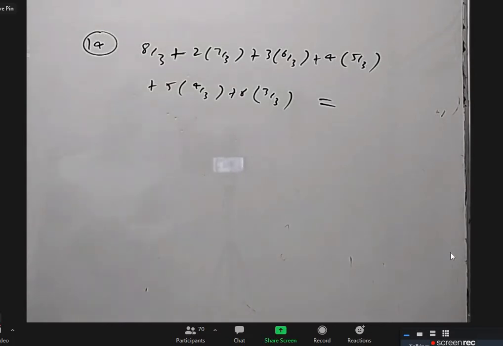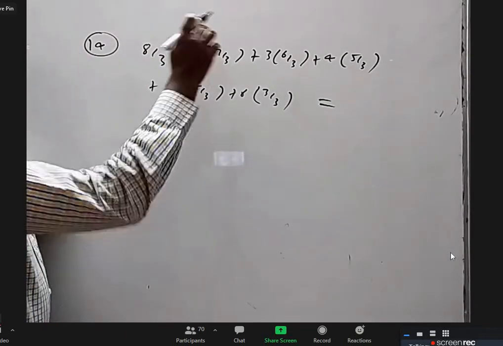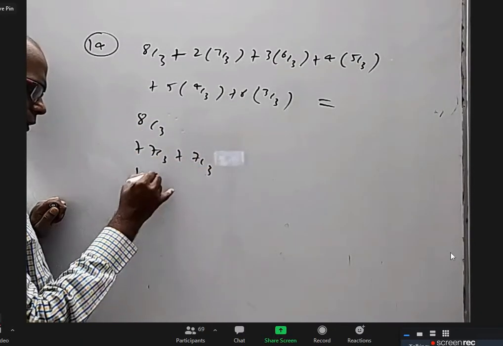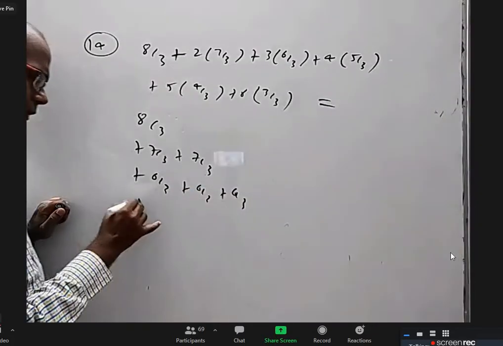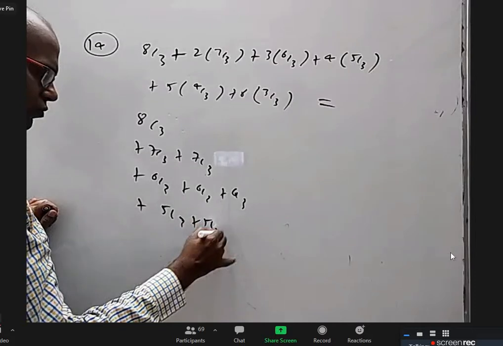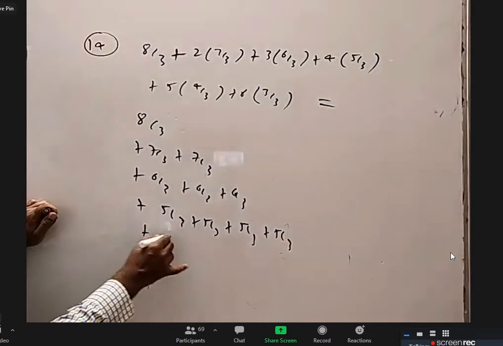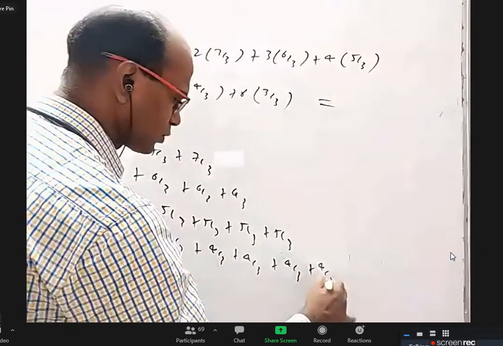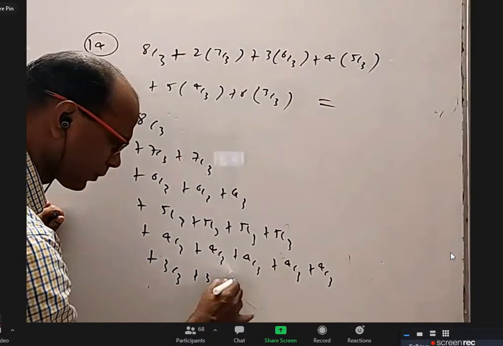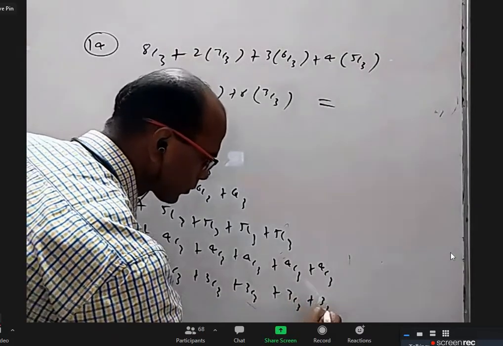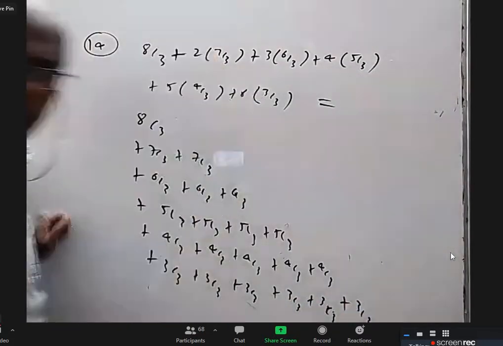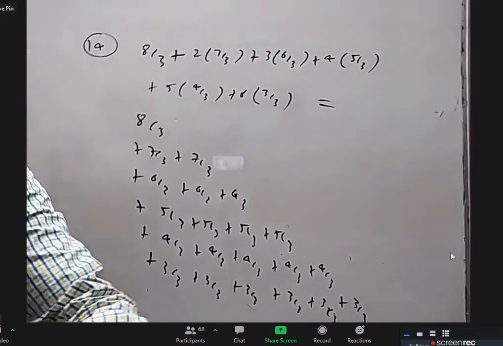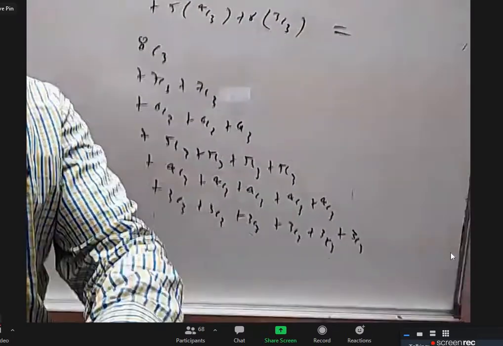Due to lack of time, I prefer to give enough time. I'll just write this: 8C3 once, 7C3 twice, 6C3 3 times, 5C3 4 times, 4C3 5 times, plus 3C3 6 times. So I just wrote all of them, the full list.